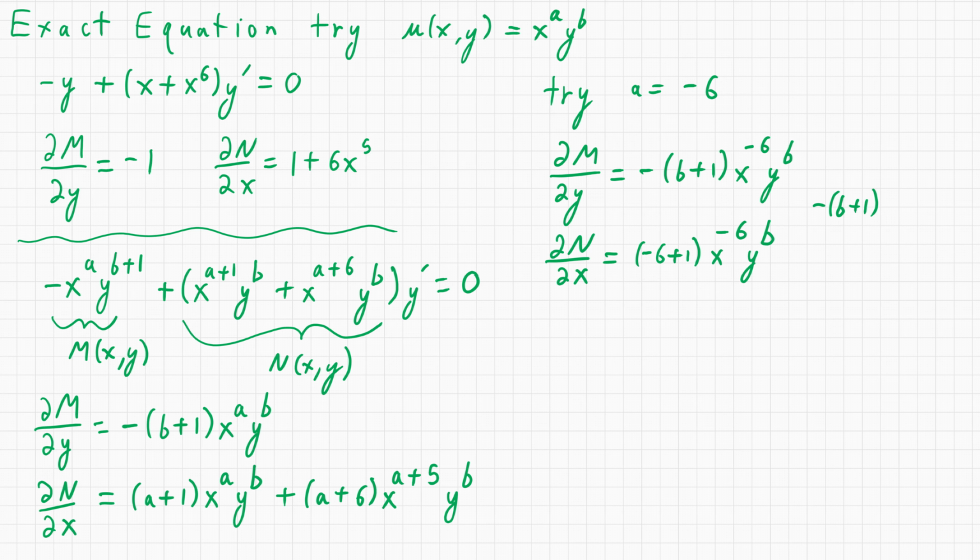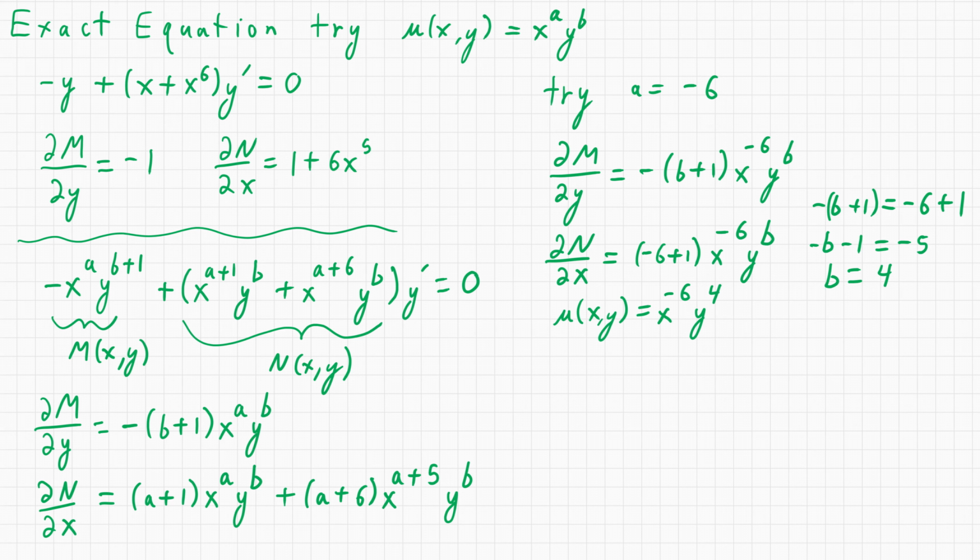So now I need negative b plus 1 equal to -6 plus 1, right? I need the same coefficient in front. So my b here, that's negative b minus 1 equals -5. So then I think b ends up equaling 4. I think that works, right? -4 minus 1 is -5. So supposedly mu of x, y equal to x to the -6th, y to the positive 4 is an integrating factor that will work.